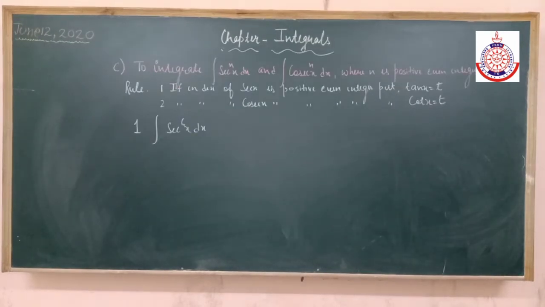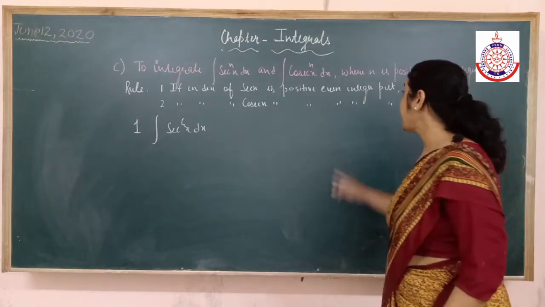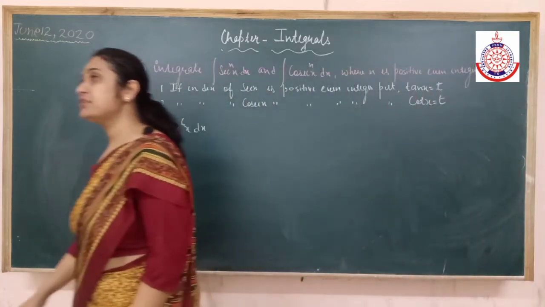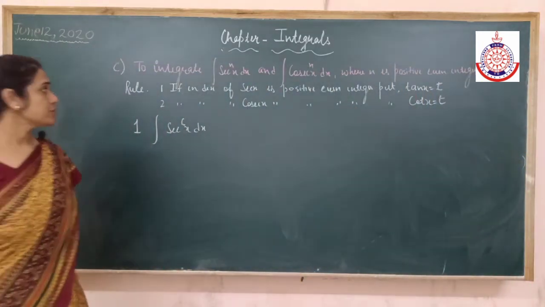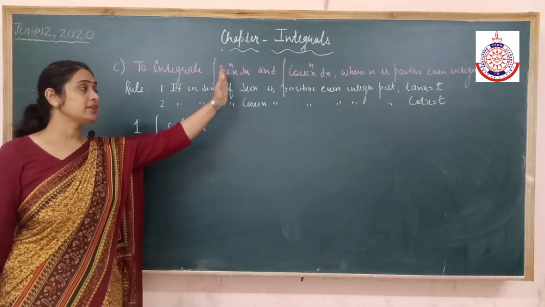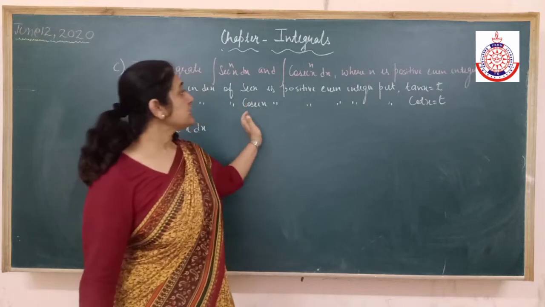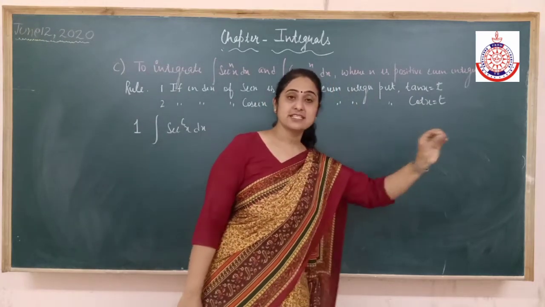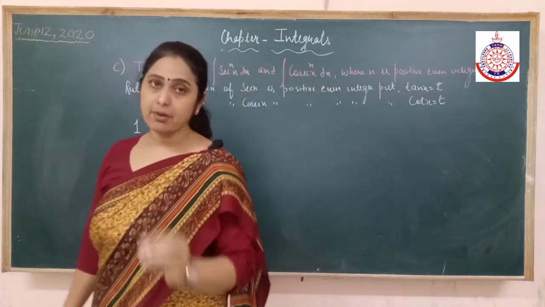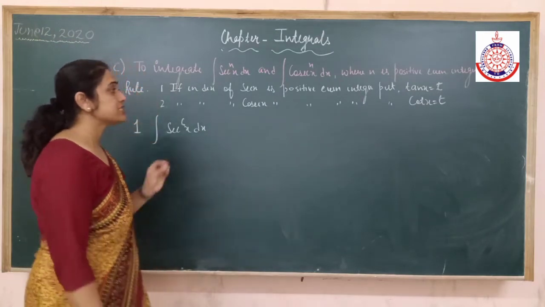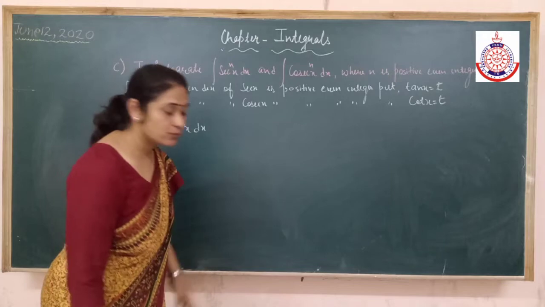Okay, the last rule for this. To integrate secant raised to power n x or cosecant raised to power n x, where n is a positive even integer. Children, keep in mind, when you have secant with even power, I'll put tan x equals t. When I have cosecant with even power, I'll put cot x equals t. These things you have to remember.